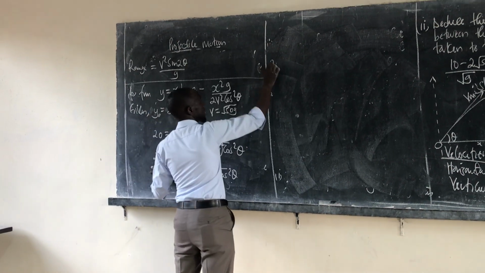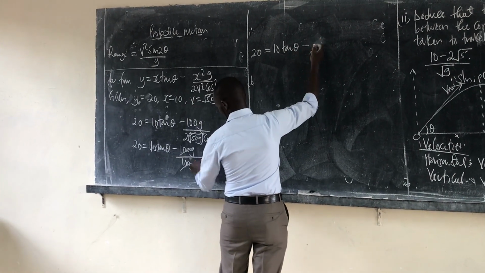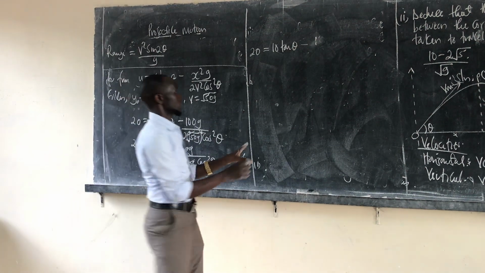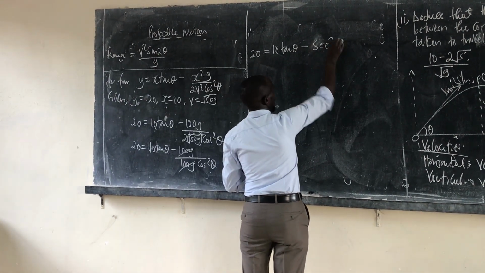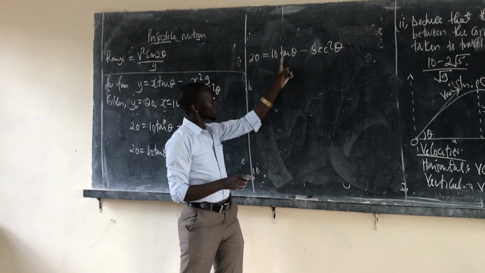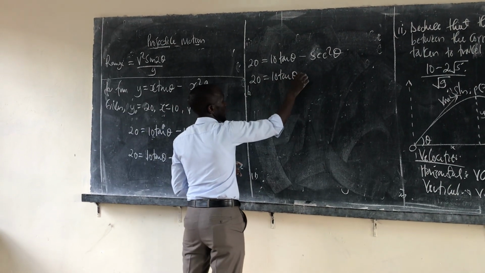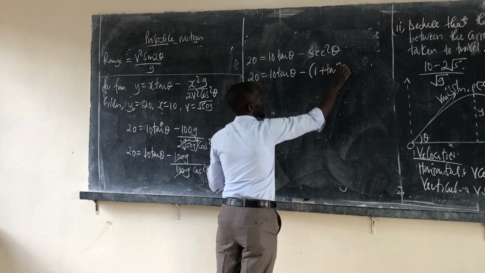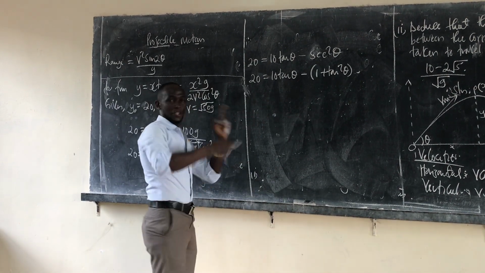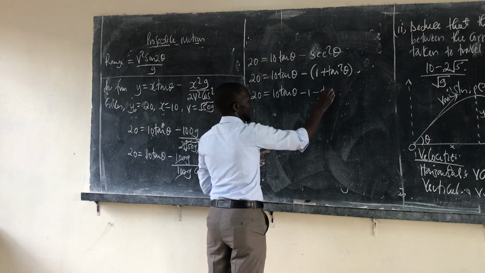So we say it is now 20 equivalent to 10 tan theta minus 1 out of cos squared theta. We are all aware that is the same as sec squared theta. Since this is a tan, it is easier to turn a sec into tan than turning a tan into sec, because otherwise you have roots which will be a bit complicated. So we shall have 20 is equal to 10 tan theta minus 1 plus tan squared theta. You now have a quadratic equation in tan. Open the bracket and rearrange: 20 equals 10 tan theta minus 1 minus tan squared theta.